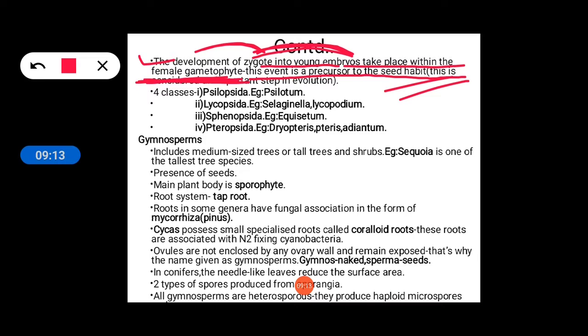That means after this class, we will study gymnosperms. In gymnosperms, the seed will be evolved. So this is an important step in evolution.